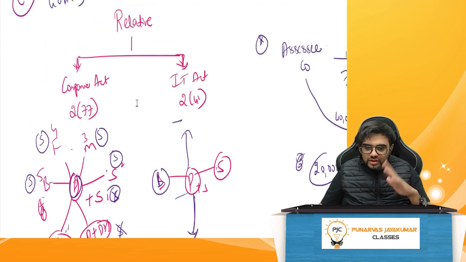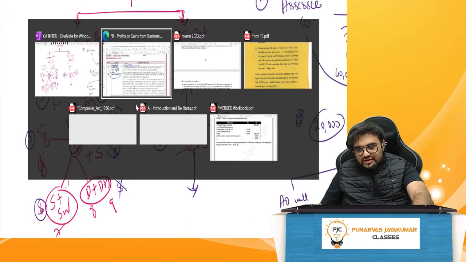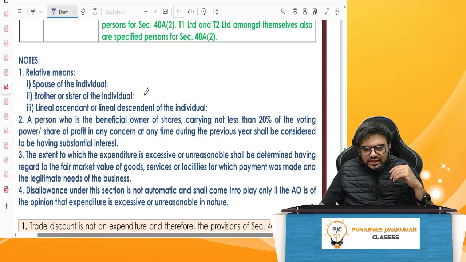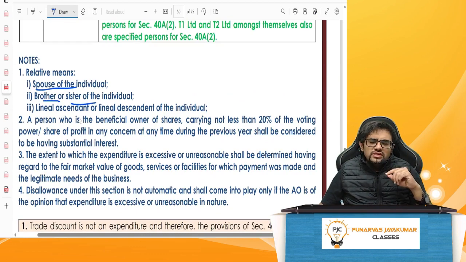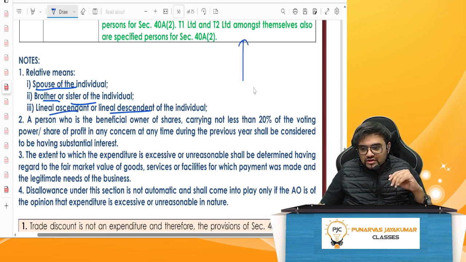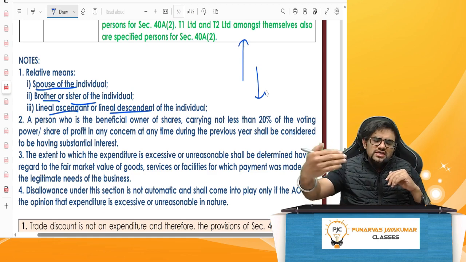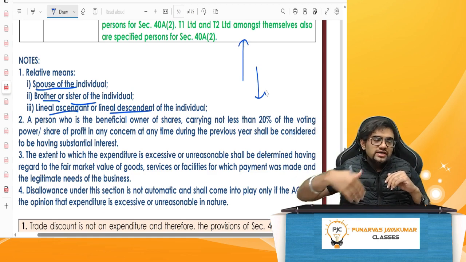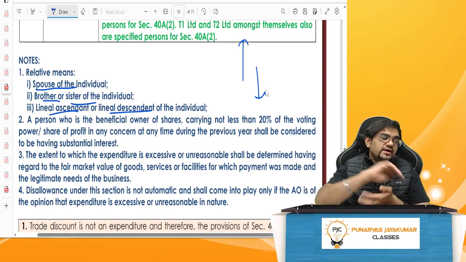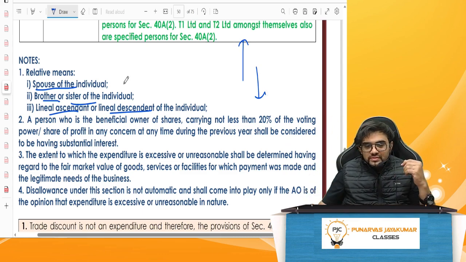Then, on the other hand, in the Income Tax Act, my dear friends, the relative definition is very simple. Relative here would be the spouse of the individual, brother, sister of the individual, and not just one generation up, one generation down. It is very exhaustive: lineal ascendant or lineal descendant. So go up further, go down wherever you want.